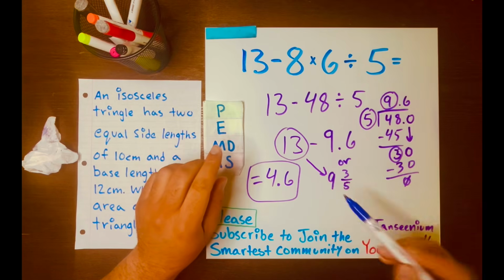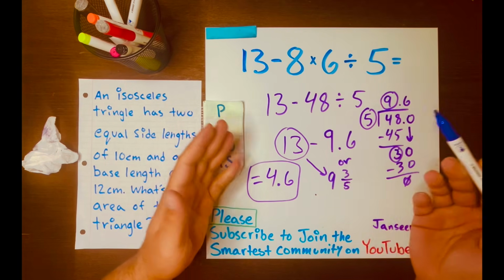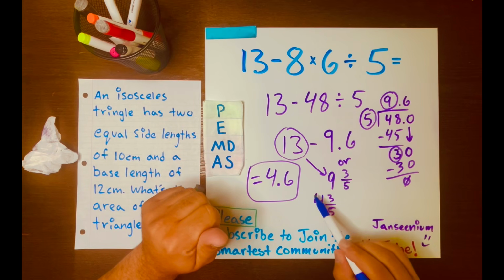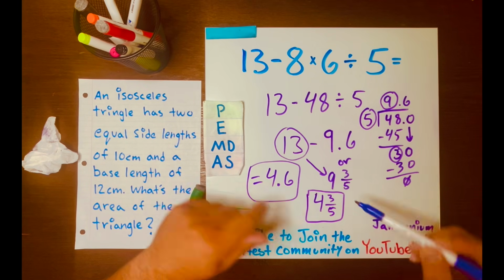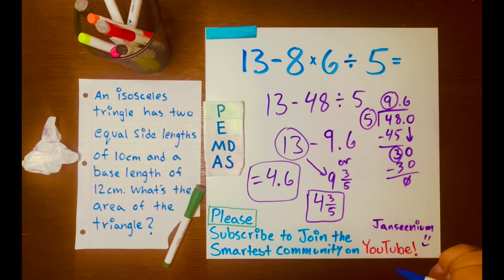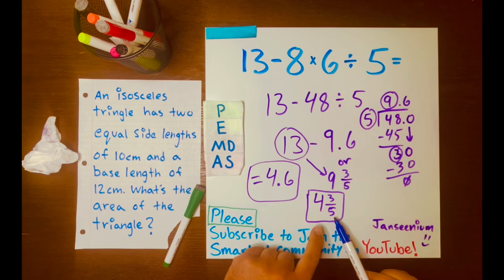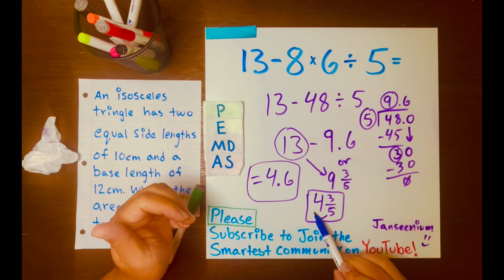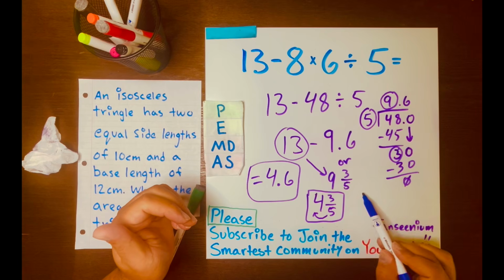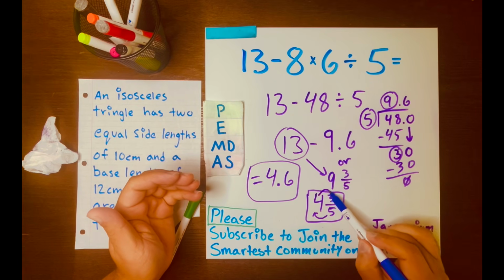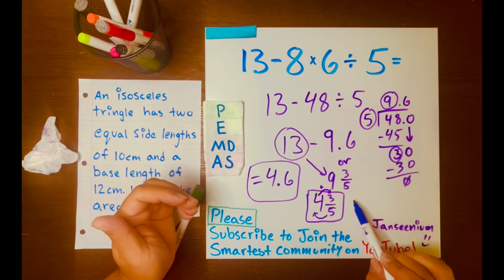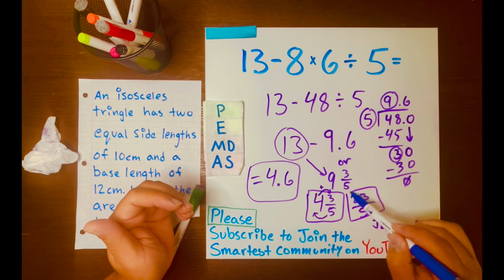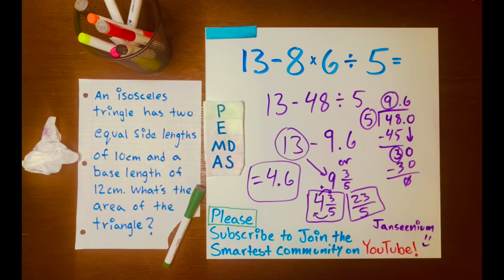So again, you'll have 13 minus 9 is 4, and then you keep the 3 over 5, and this is your answer as a mixed number answer. And if you want to turn this into an improper fraction answer, all you have to do is multiply 5 times 4, which is 20, plus 3. That equals 23 over 5, and this cannot be broken down further, so your answers are these 3.